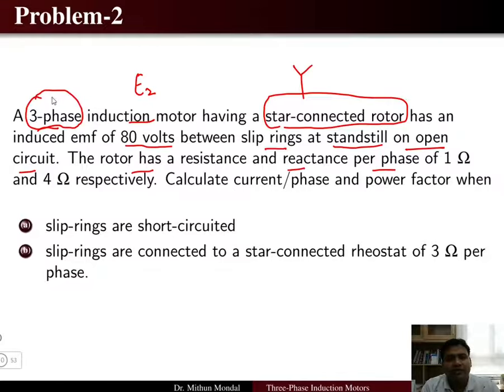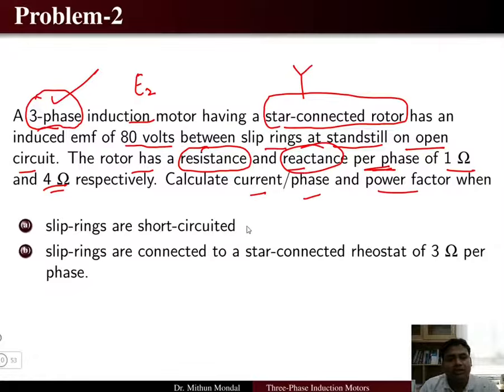The rotor has a resistance and a reactance per phase. Whenever we have a three-phase induction motor, the parameters of the induction motor, that is the resistance and the reactance, will be given on a per phase basis, that is 1 ohm and 4 ohm respectively. Calculate the current per phase and the power factor under the two different conditions.